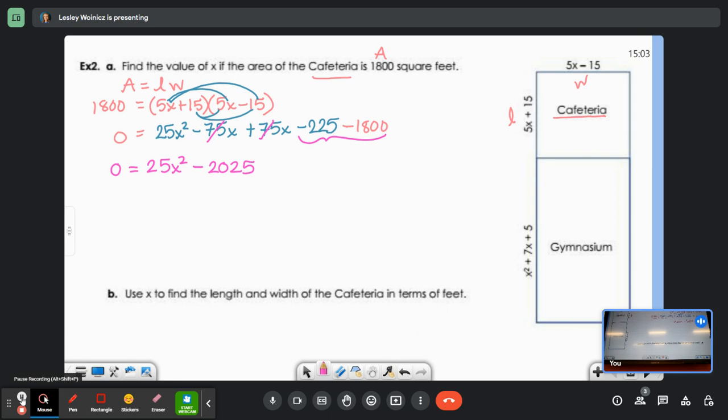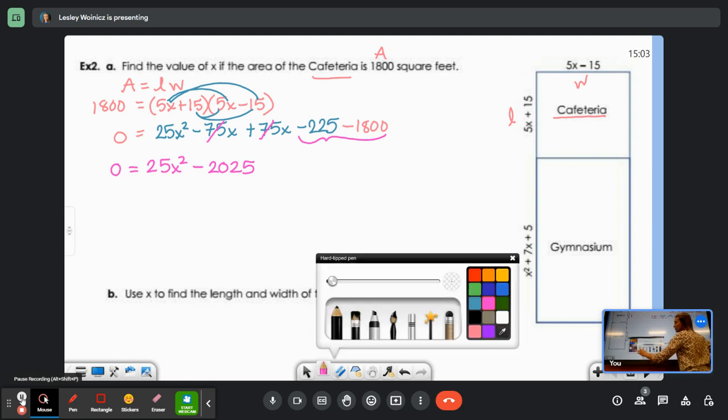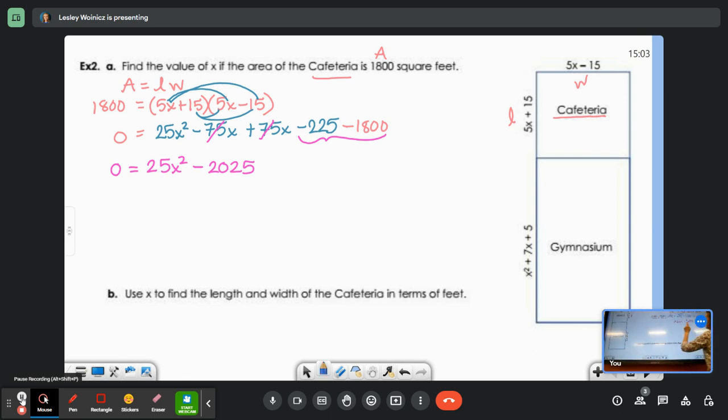Yeah, 25. Let's try it. Let's see if we can divide both sides by 25. Ooh, that makes me happy. Why does that make me happy? What's special about 81? It's a perfect square. All right, so that gives me x squared minus 81.